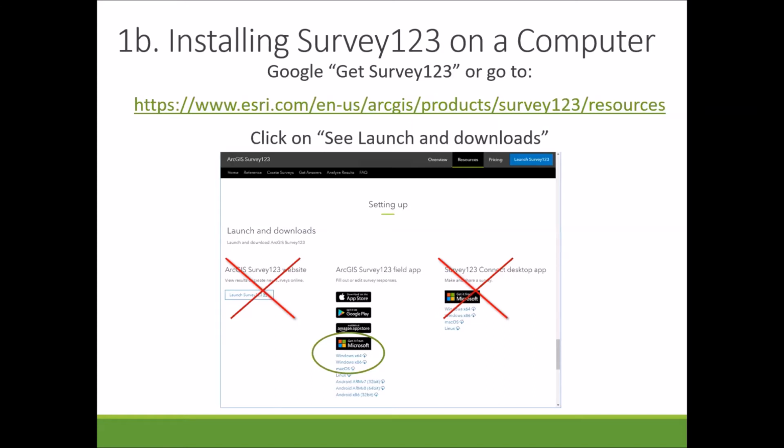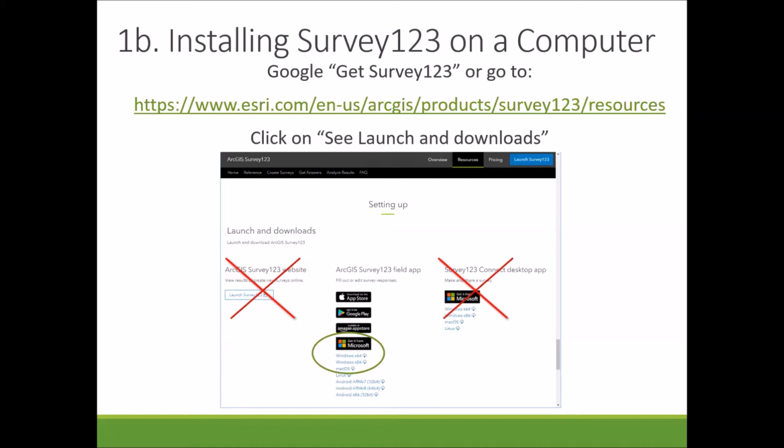You're looking under, in the middle column, under ArcGIS Survey 123 Field App, and most people are going to be looking for one of the Windows installation files or the Mac OS. And most newer Windows computers are going to be x64, so the first option of the blue links in that list. Older computers might use x86.